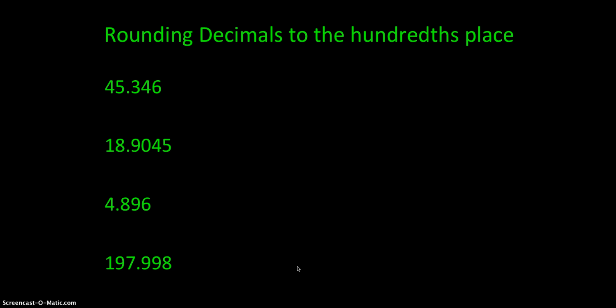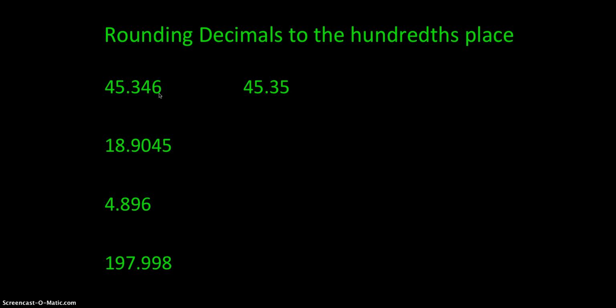Next, we're going to practice rounding to the hundredths place. This number is 45 and 346 thousandths. The hundredths place is right here. So I'll look to the right. The number 6 is 5 or greater. So I know that the number 4 will need to be rounded up 1. The result, 45 and 35 hundredths. Go ahead and pause the tape so that you can practice recording the others and then turn it back on when you're ready to check your answers.